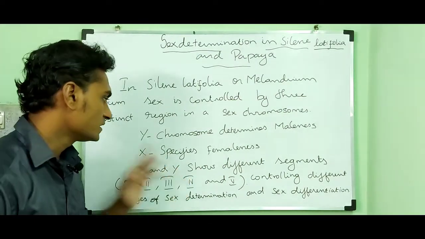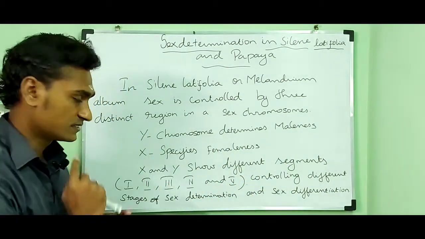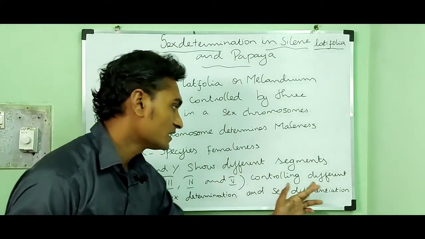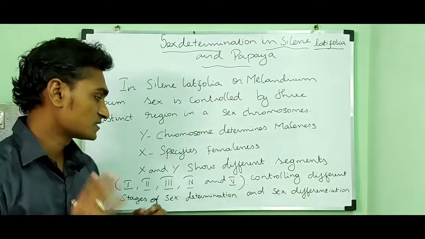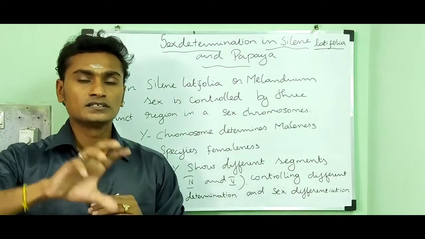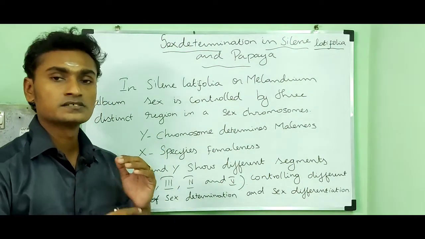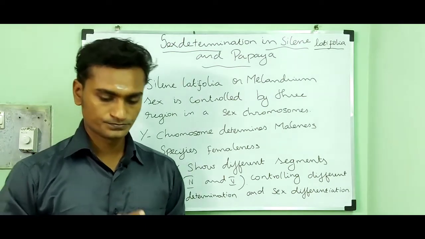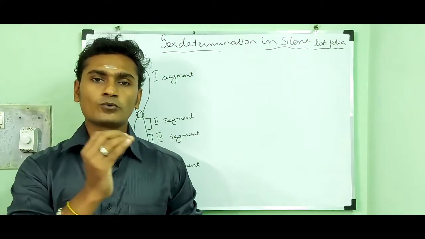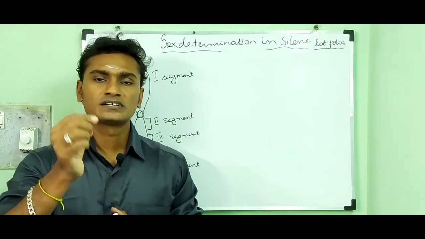Then X and Y chromosomes show different segments. They are segment 1, segment 2, segment 3, segment 4 and segment 5, controlling different stages of sex determination and sex differentiation. Now I am going to draw the diagram of the two chromosomes, X and Y, and explain the segments present in them. So the X and Y chromosomes contain different segments, and I am going to tell about the segments and their functions.